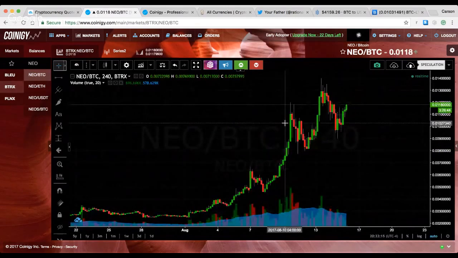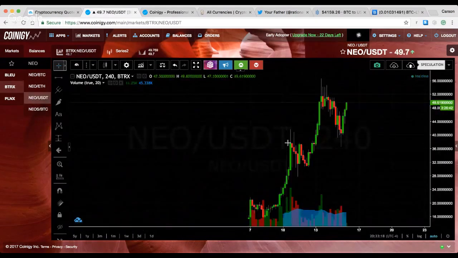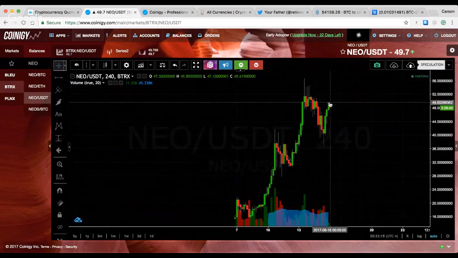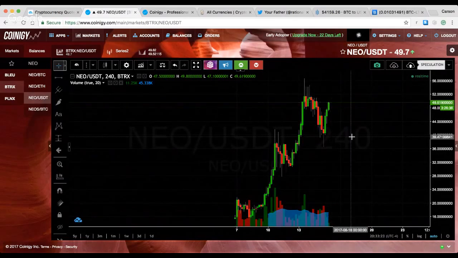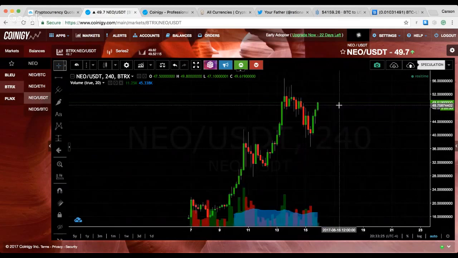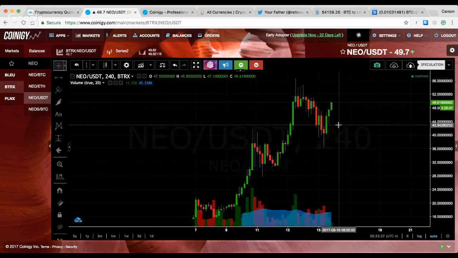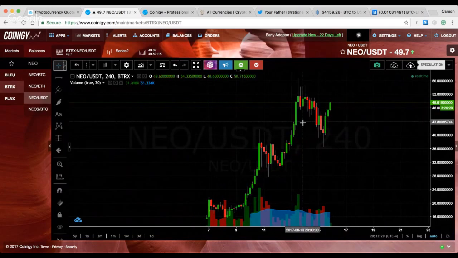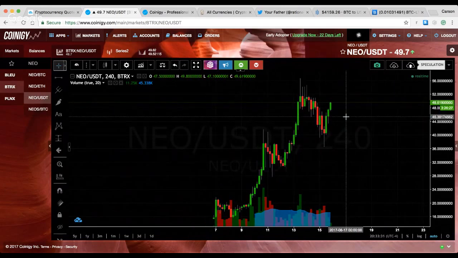It's going up. Let's go to the NEO USDT pair. It looks like it's about to break out. Let's watch this candlestick. I mean, that's pretty awesome stuff. I might have to jump on the bandwagon. I think we're in a total uptrend right now, actually.